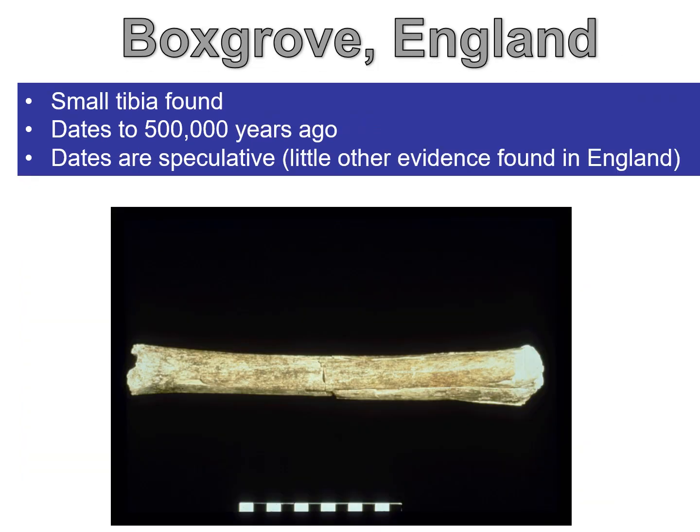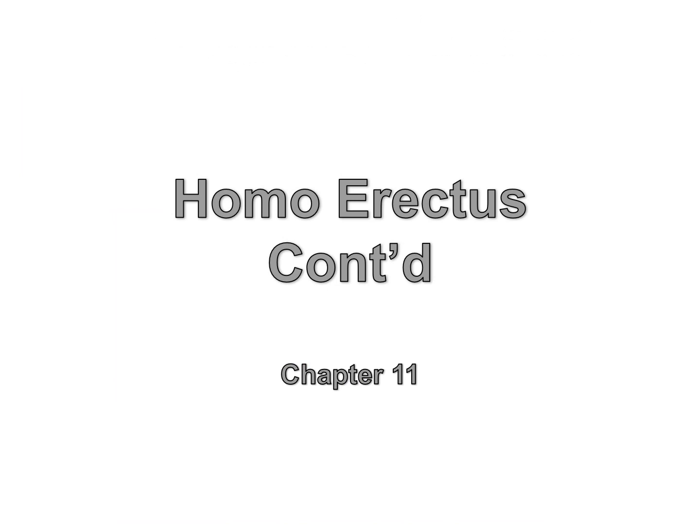We also have this tibia specimen that was found in Boxgrove, England, in a quarry. It dates to around 500,000 years ago, but the dates are a little speculative. The tests were a little inconclusive, and there's little other evidence found in England other than this little tibia. With the ends of the bone being broken off, it's really difficult to definitively say that this is absolutely coming from an ancient human ancestor.